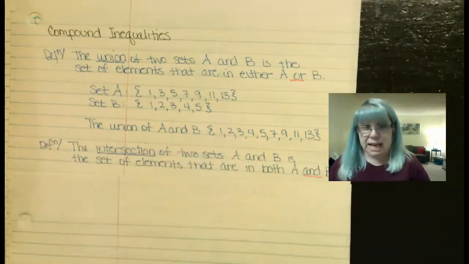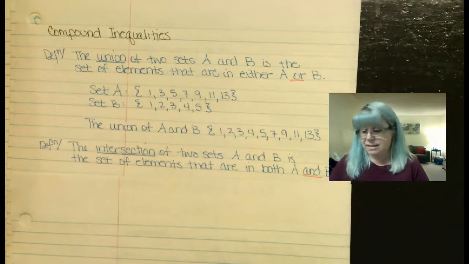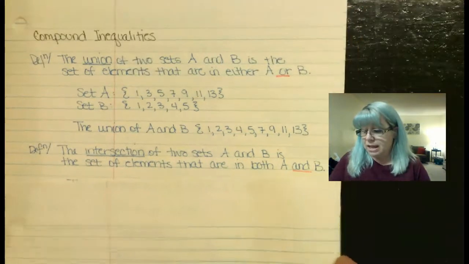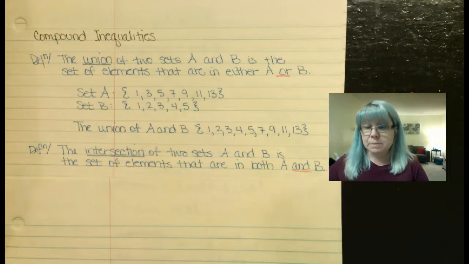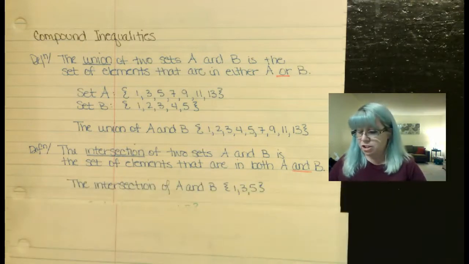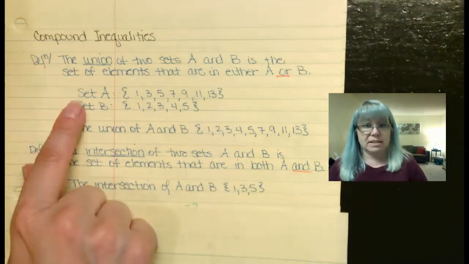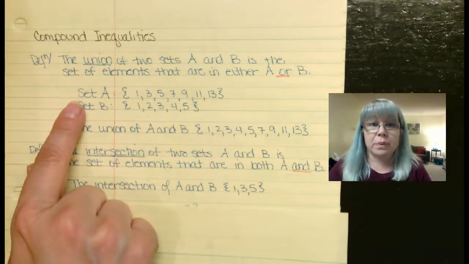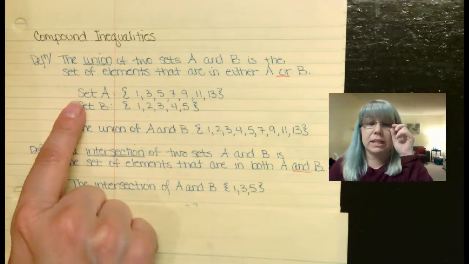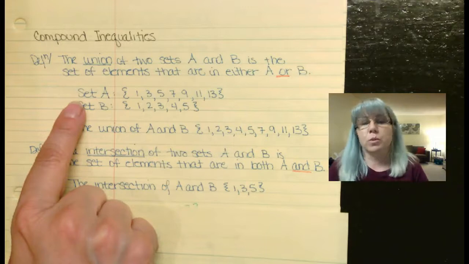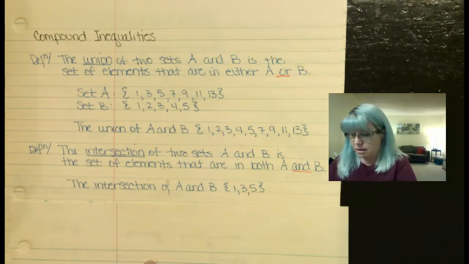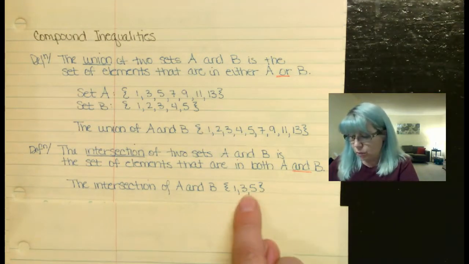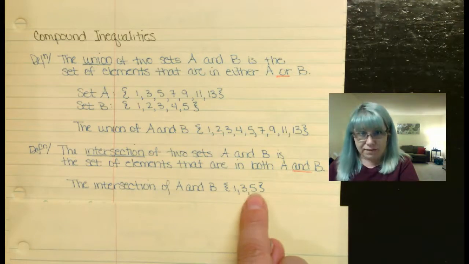Now the intersection of two sets, A and B, is the set of elements that are in both A and B. So the intersection of A and B, for our set A, which is 1, 3, 5, 7, 9, 11, and 13, and set B, which is 1, 2, 3, 4, 5, is going to be those values that are in both A and B. So 1, 3, and 5.